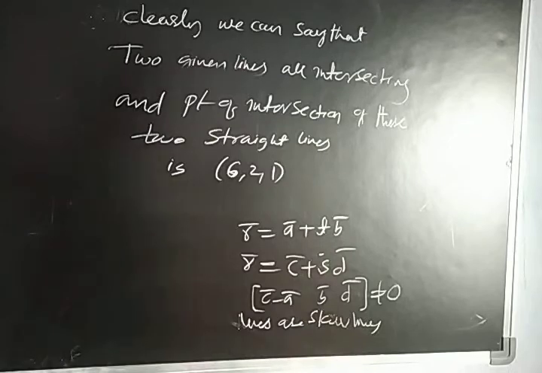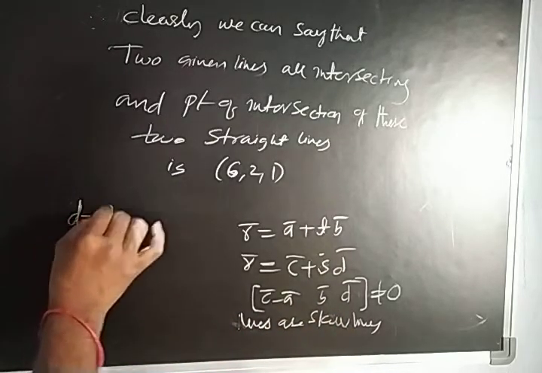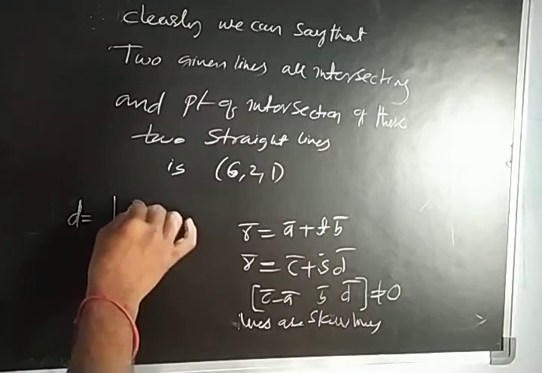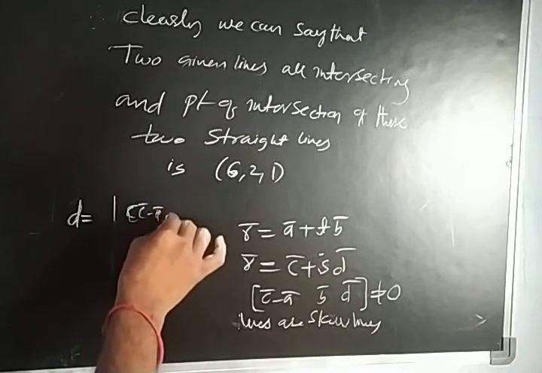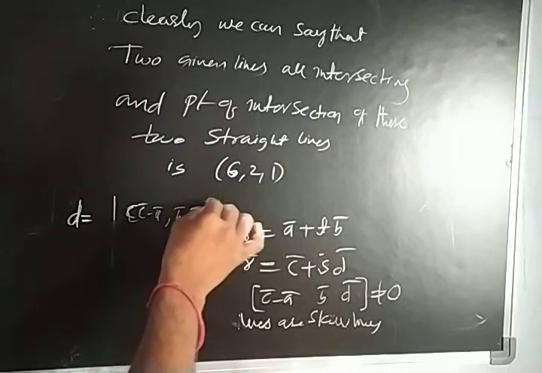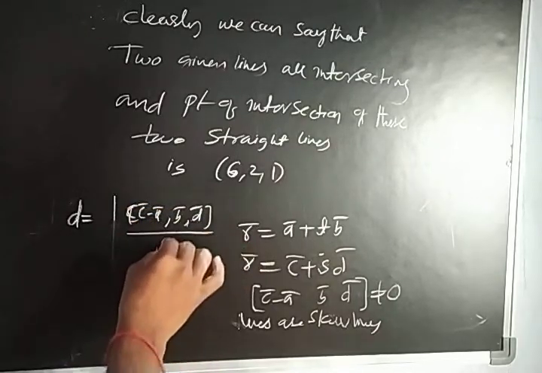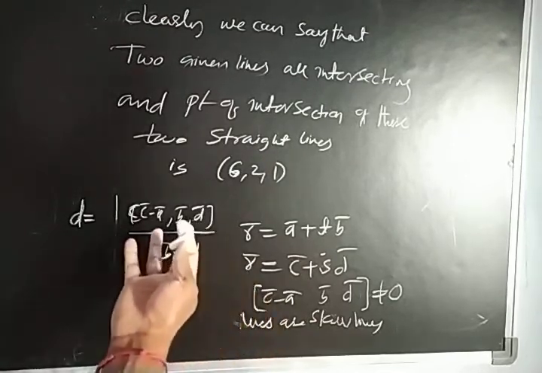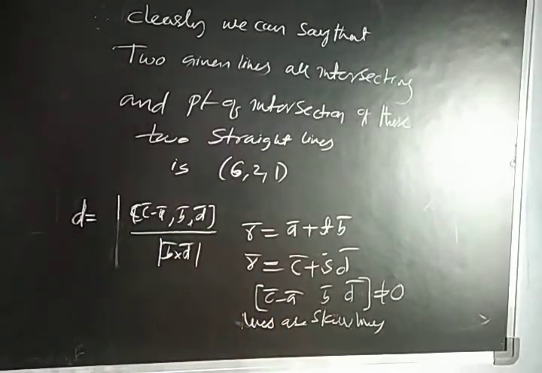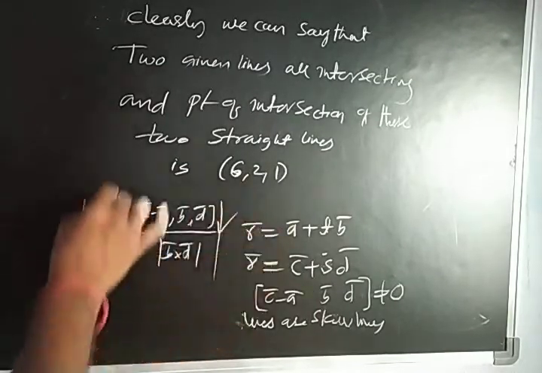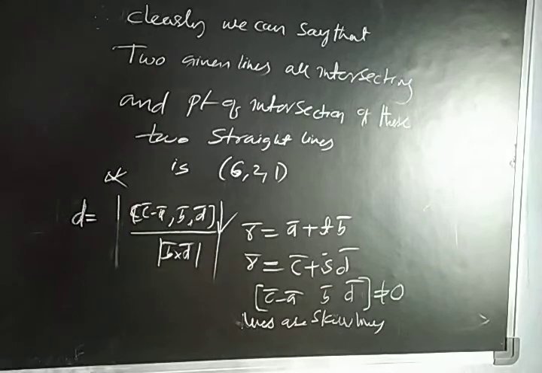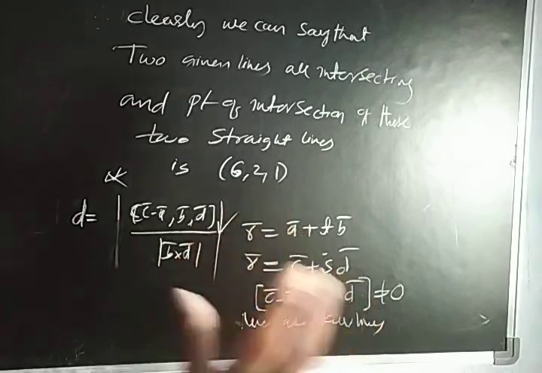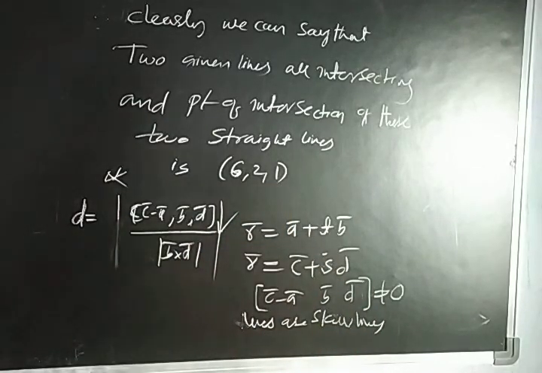If you have skew lines, you can find the shortest distance between them by using the formula. The shortest distance between two skew lines is equal to the modulus of the bracket of (C bar minus A bar), B bar, D bar, divided by the modulus of B bar cross D bar. We wrote the formula as a scalar triple product, so we can write it as a bracket of three vectors also. This shortest distance formula is important. Problems on skew lines, showing lines are skew and finding the shortest distance, are very important. The remaining problems you can do as homework. Thank you.